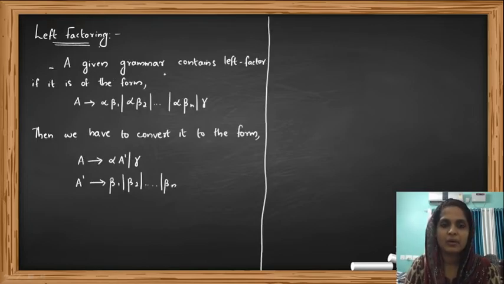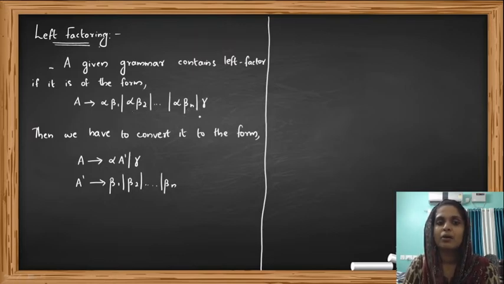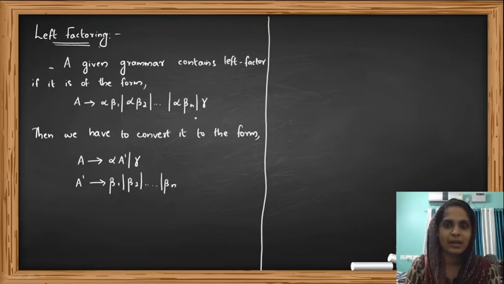A given grammar contains left factor if it is of the form A produces alpha beta 1 or alpha beta 2 or etc. alpha beta n or gamma. So if a production is having this format, then we say that this production contains left factors. I will explain to you what is left factor. First, just understand that if any production is of this form, then we say that it contains left factor.